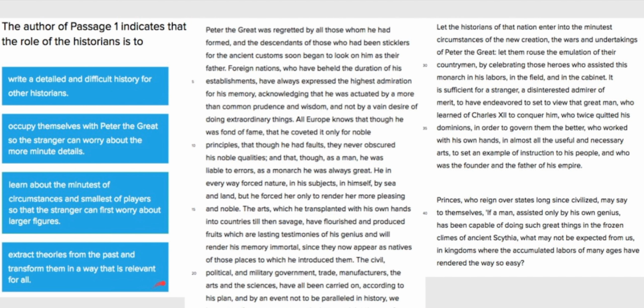Let's go ahead and take a look at our last one just to check. Extract theories from the past and transform them in a way that is relevant for all. I think that is probably the role of a historian in the real world in some way, but there's nothing about the author of this passage indicating that that's what they need to do. So you can't actually choose that answer because it's not grounded in the text. So we're going to go ahead and choose answer choice 3.